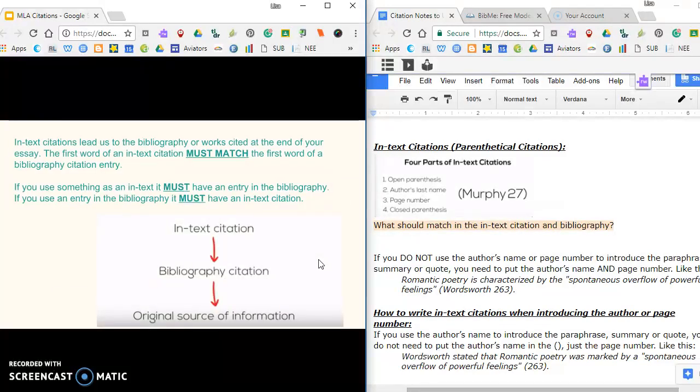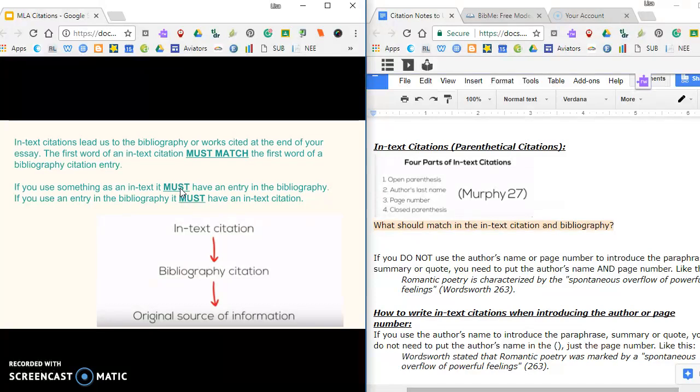With in-text citations, these are so important because they lead us to the bibliography that we already created, or works cited page, that's going to be at the end of our essay. That first word of an in-text citation must match the first word of our bibliography. And if you didn't get the answer to that question in your notes, please make sure you go back and add that. That first word of our in-text citation must match that first word that we have in our bibliography. If you use something as an in-text citation, it must have an entry in the bibliography.